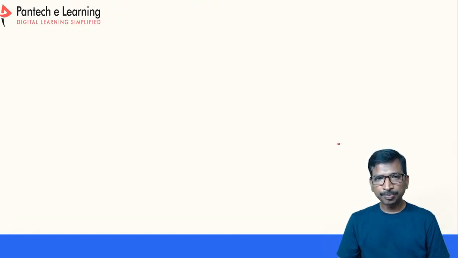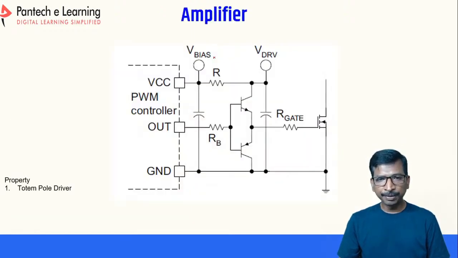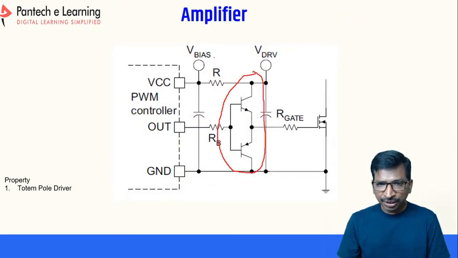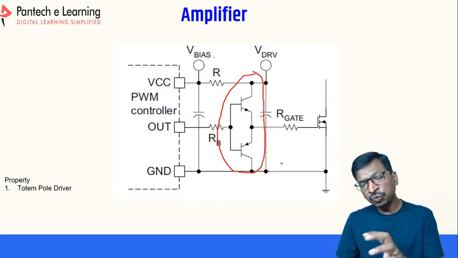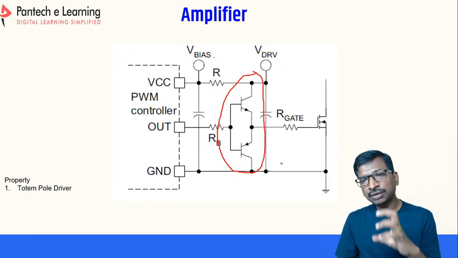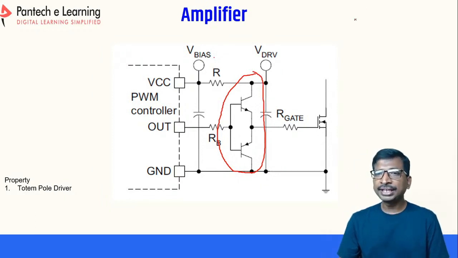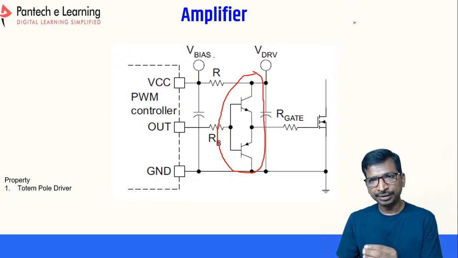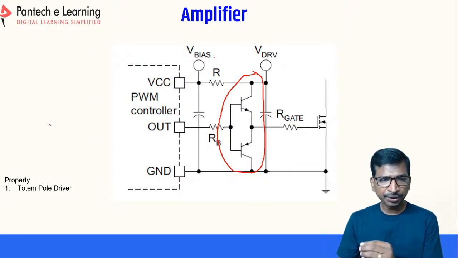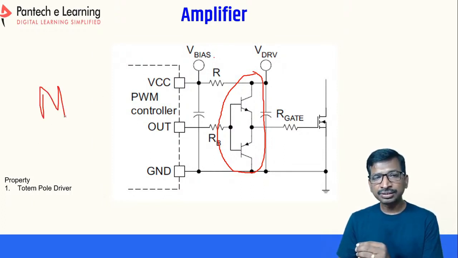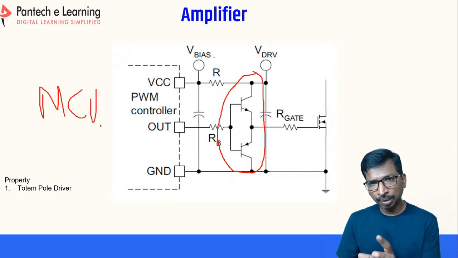And next property is amplifier. See here, this is the totem pole amplifier. So this amplifier is going to give you the sufficient amount of current. Suppose your gate requires 2 ampere. My microcontroller will not supply 2 ampere, right? The microcontroller will not supply 2 ampere.